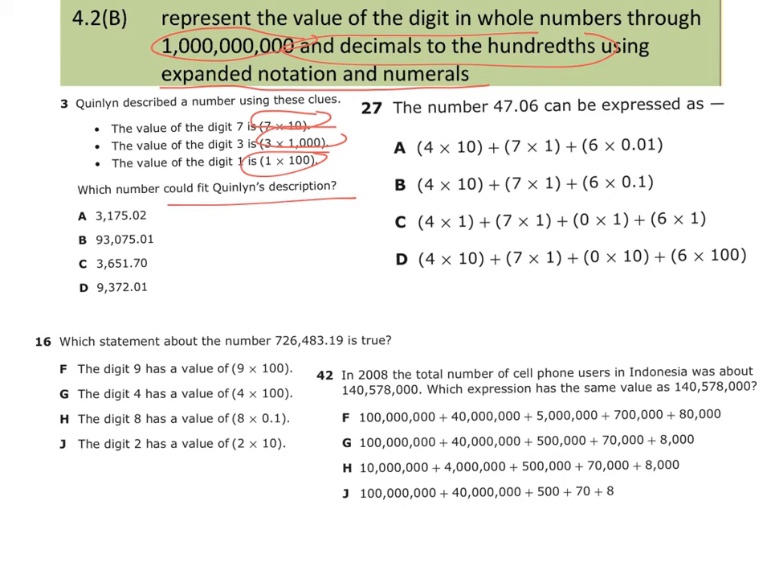On the exact same release STAAR, we have question 27, where they're taking 47 and 6/100ths, and they're asking that to be written in expanded notation. So this is from the freshly released 2017 STAAR. You may want to pause the video and look at these questions a little bit closer.